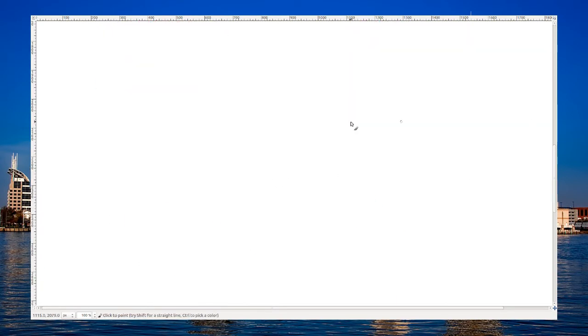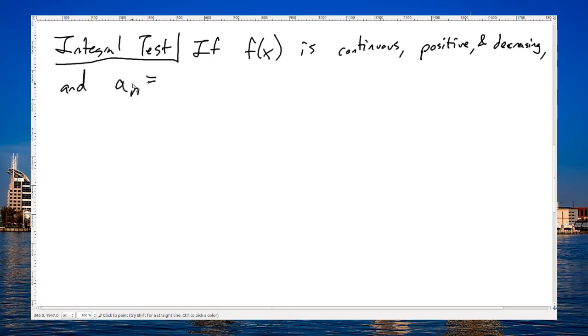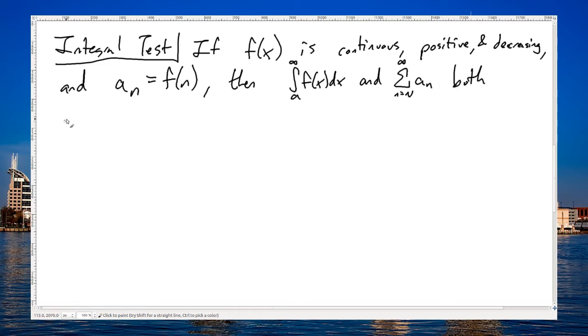All right, here. If you've got a function, f of x, that is continuous, positive and decreasing, and you have a sequence, a sub n, a sequence formula, which is equal to the function at the integers n, then the improper integral and the series either both converge or they both diverge. They match.